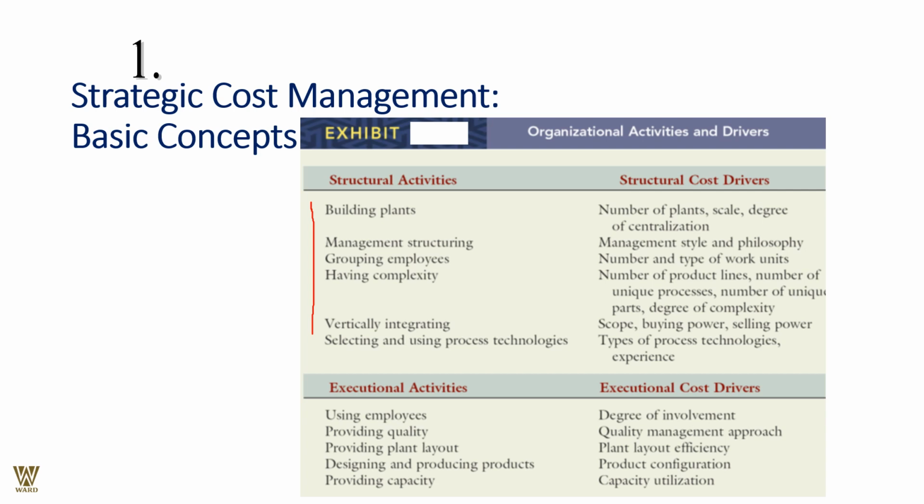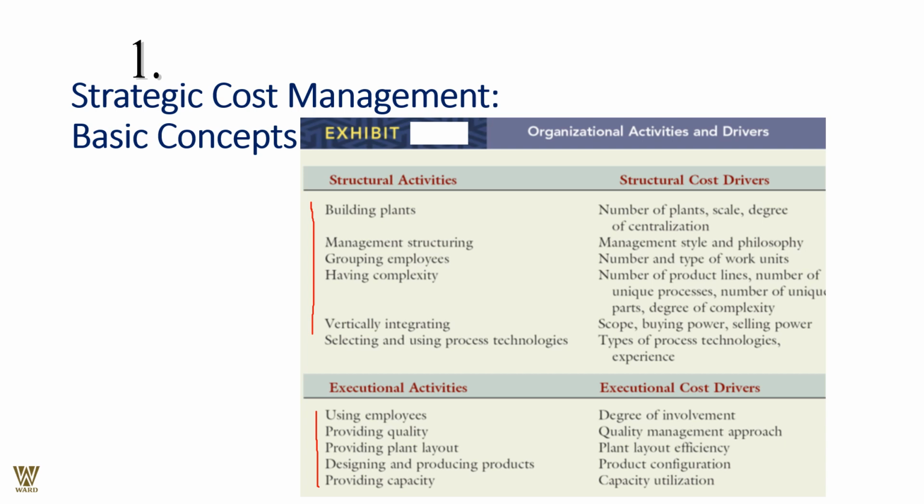So, what are executional activities? It is all about the quality of employees. It is all about the quality of facilities, the production, the equipment, the machineries. These are the executional activities which will tell you how your end product is going to go around it. The capacity development. So executional cost drivers are degree of involvement.